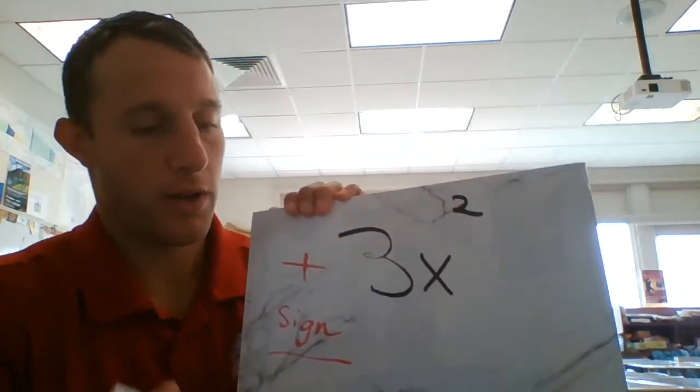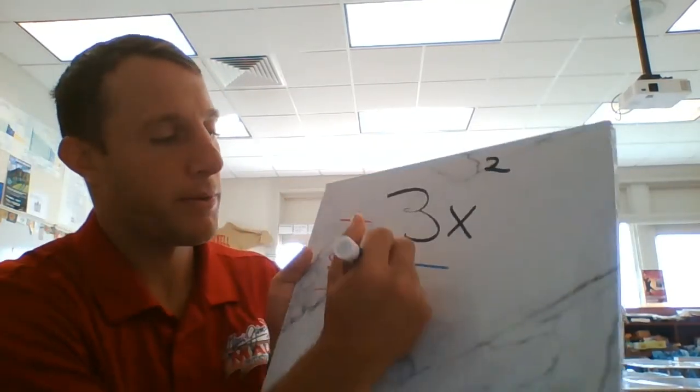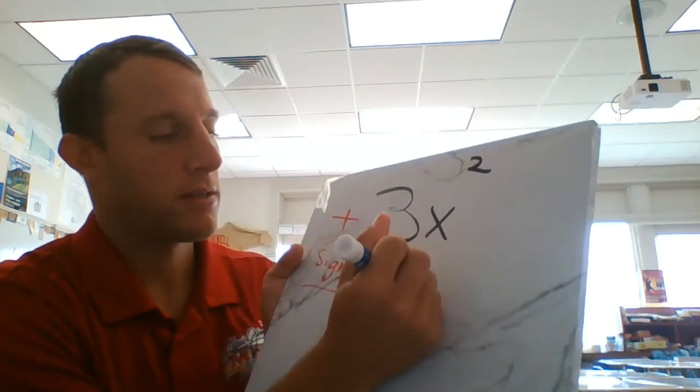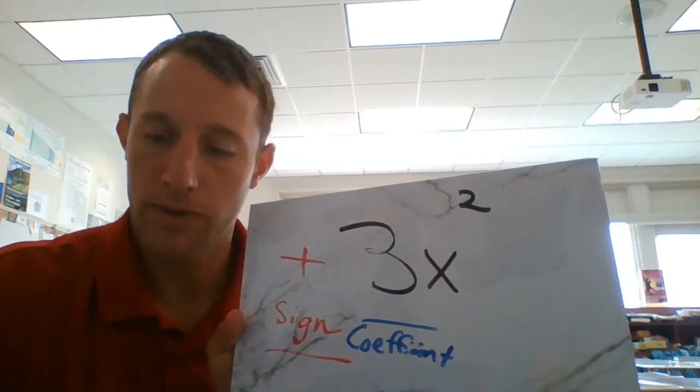The next thing we have here is a coefficient. Okay, remember a coefficient is the number that comes before our variable. Coefficient. Okay, so this is all review.